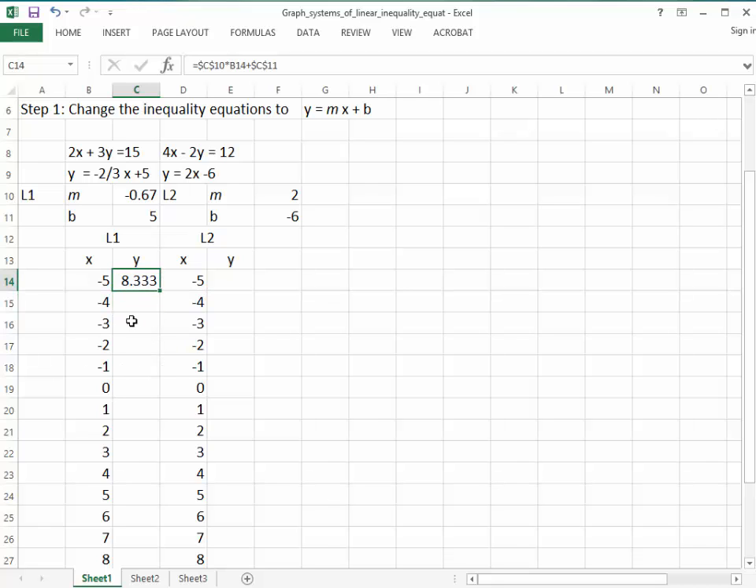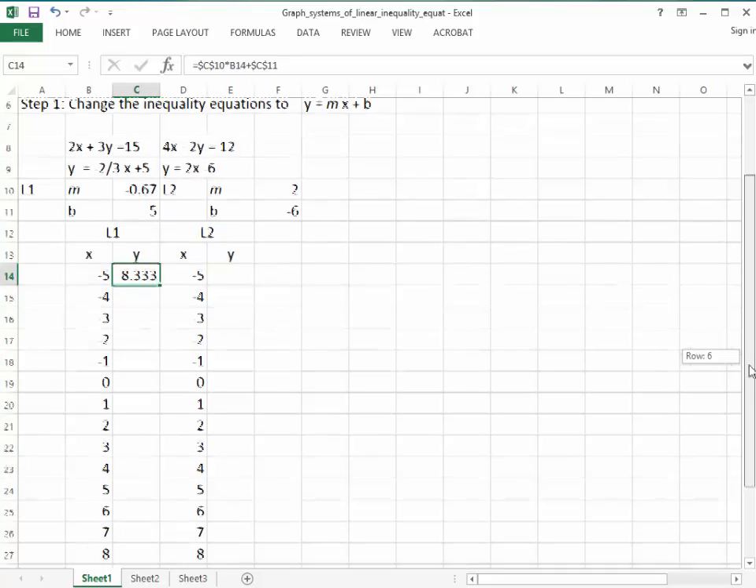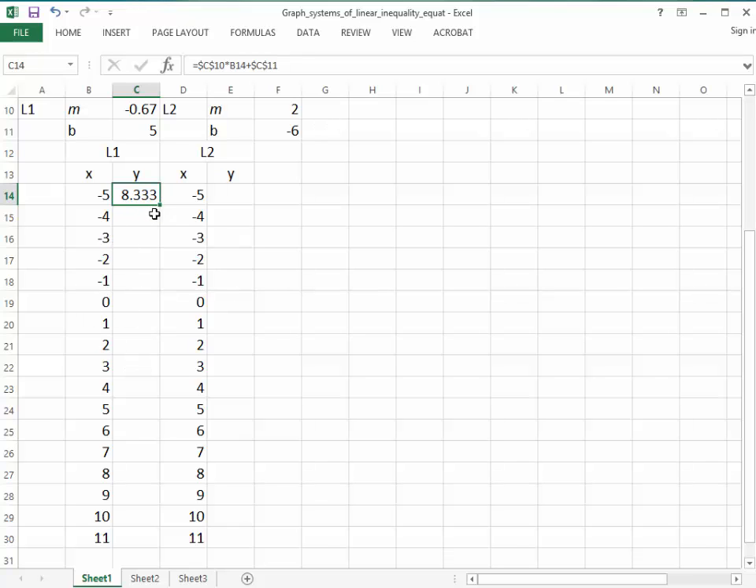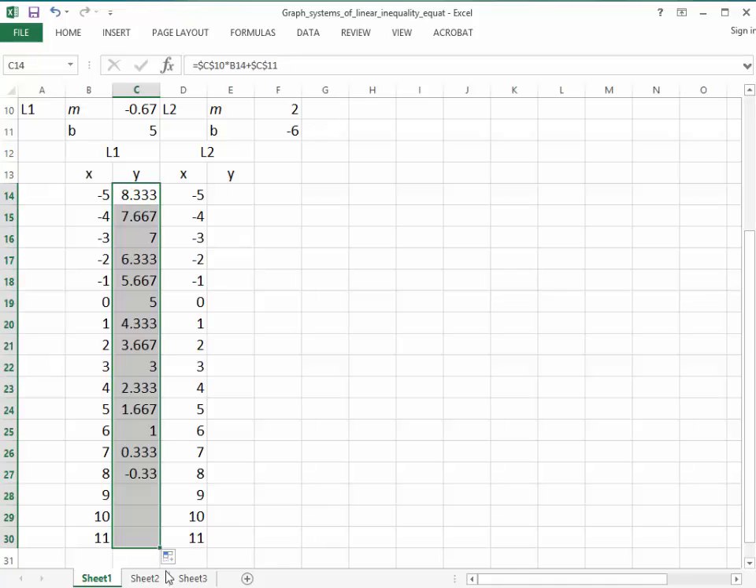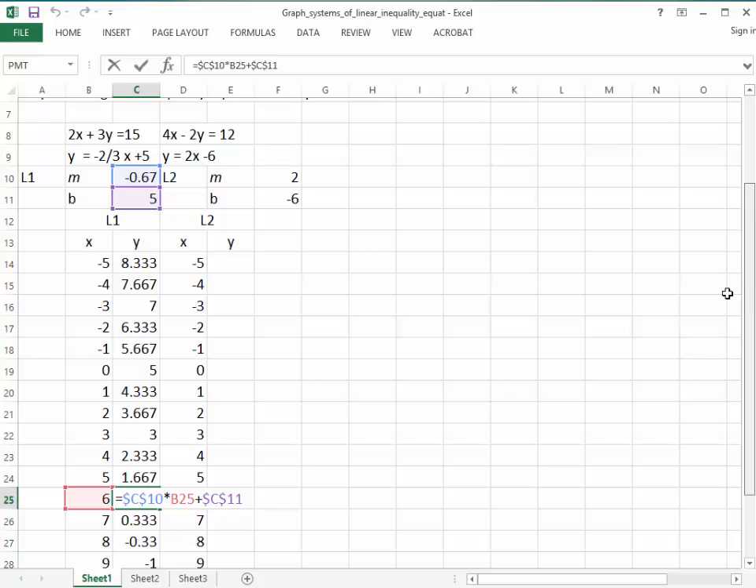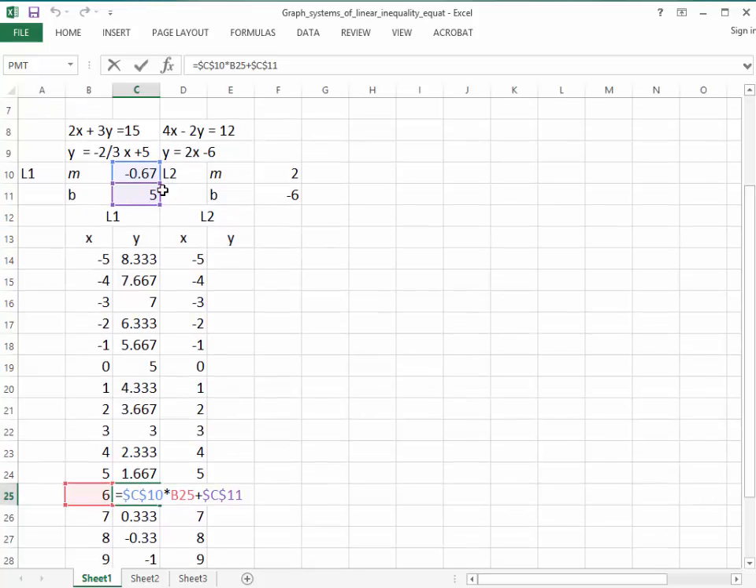Now we want to find the corresponding y values for when x goes from negative 4 to a positive 11. We just have to copy the formula all the way down. And notice when x is 6, we have that y is equal to negative 2/3 times 6 plus 5, and that gives us positive 1.